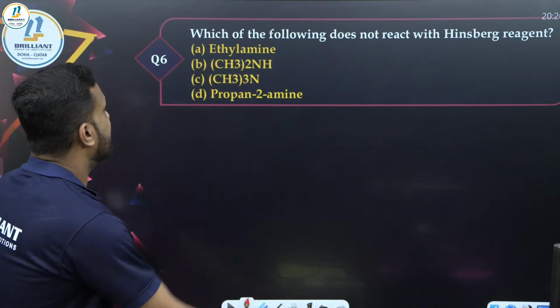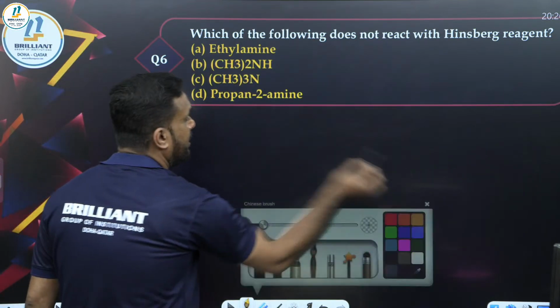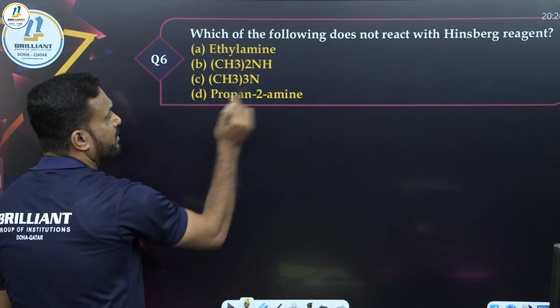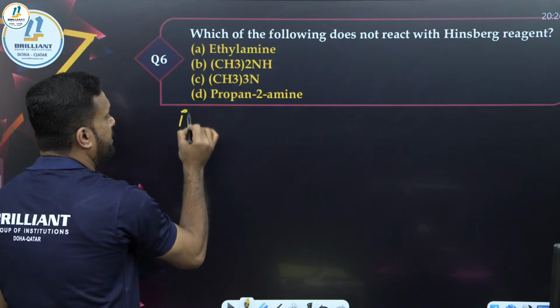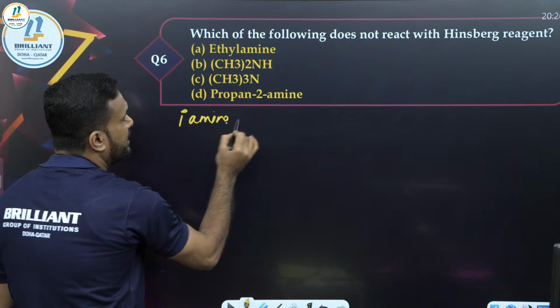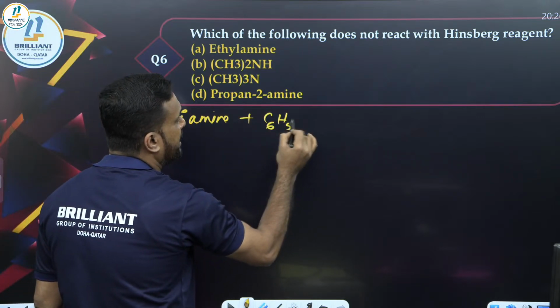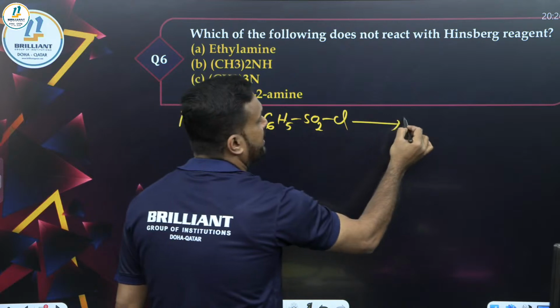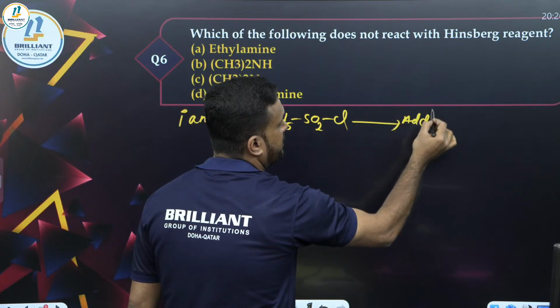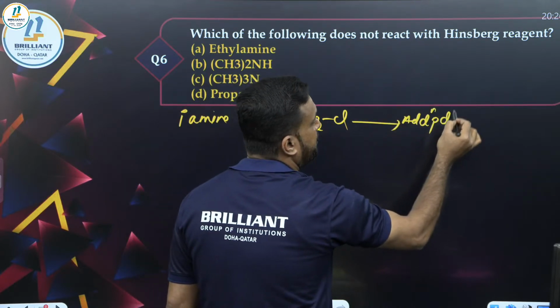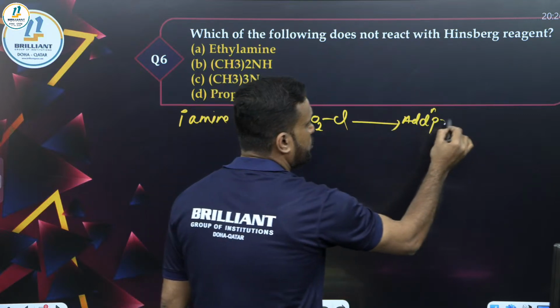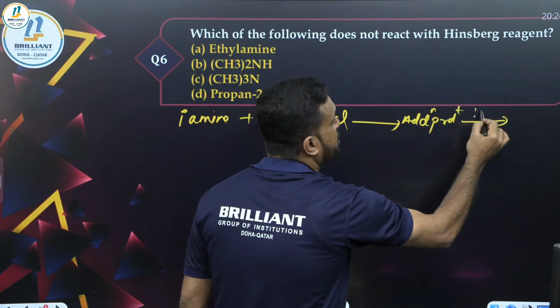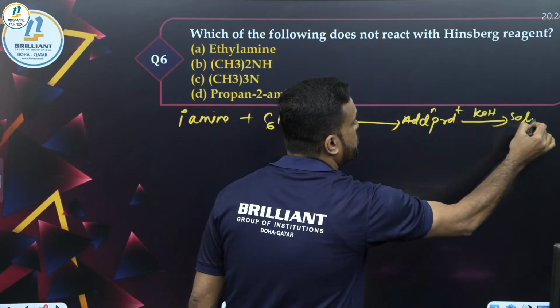Yes, all are giving the right one. Here also I will write the statement to remember easily. Whenever a primary amine reacts with C6H5SO2Cl, benzene sulfonyl chloride, you will get an addition product. That addition product will dissolve in KOH, so we can write soluble.